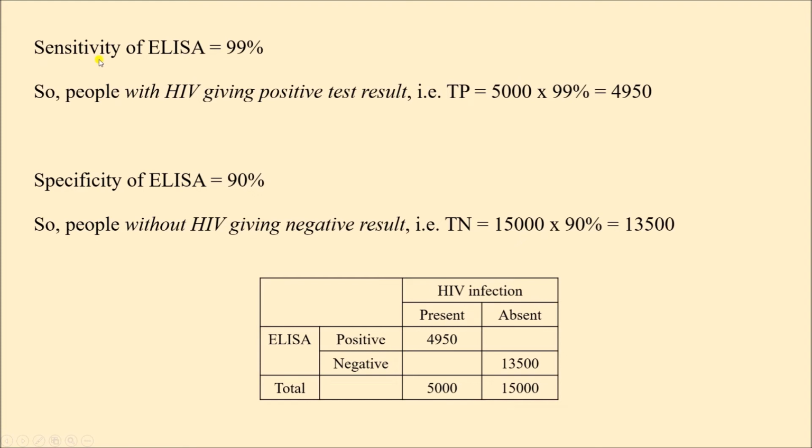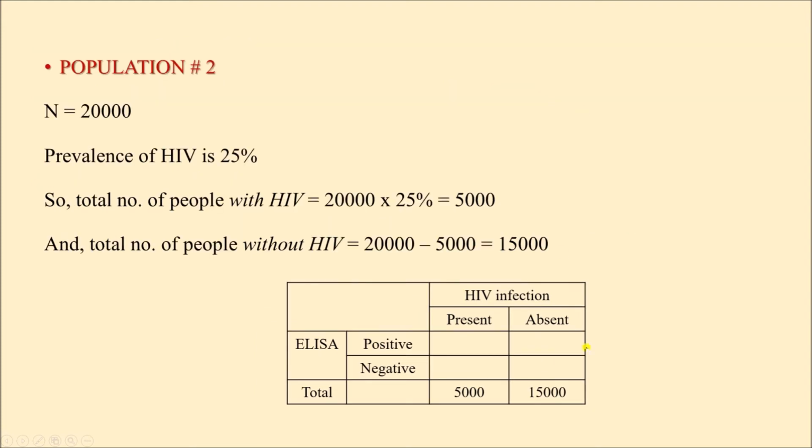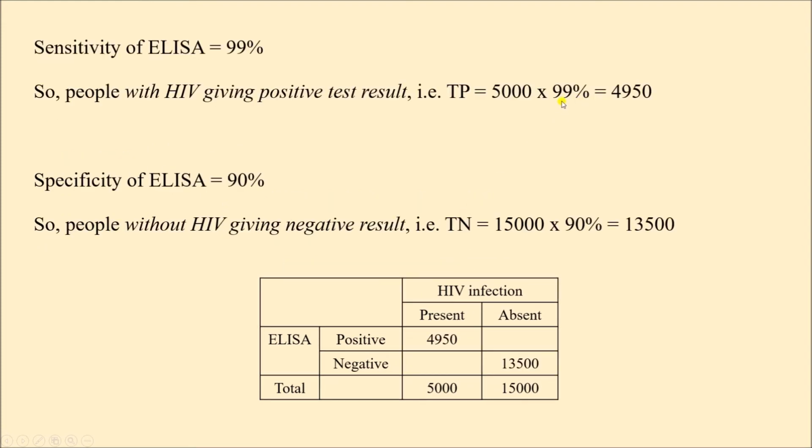Next we have the sensitivity of ELISA, that is 99%. Same as I mentioned earlier, the sensitivity and specificity do not change depending on the situation or even the prevalence of the disease. So here also we shall have 99% of sensitivity and 90% of specificity. Now the people with HIV giving positive result should be the 99% of all the people suffering from the disease. So disease was present in 5,000 people, 99% of them will show positive result, and hence that will be true positive. So the amount is 4950.